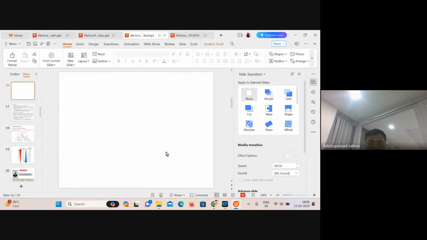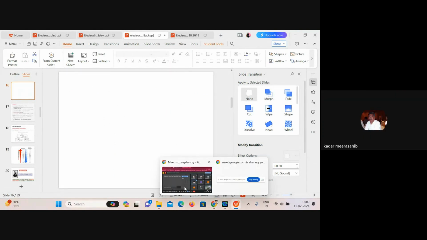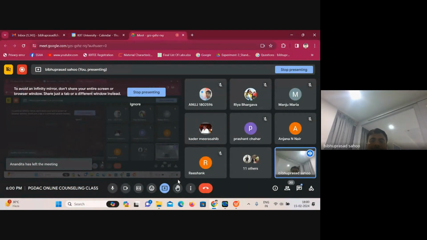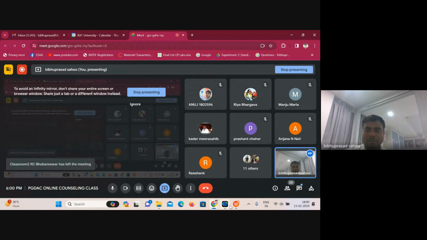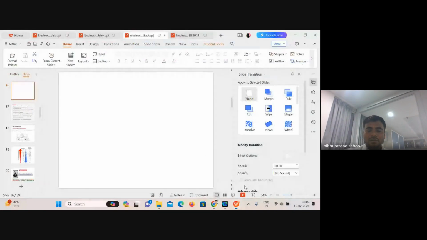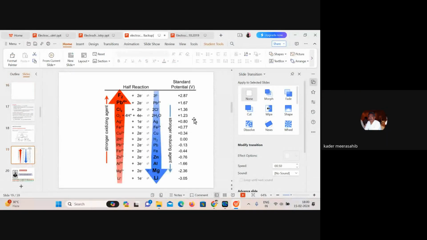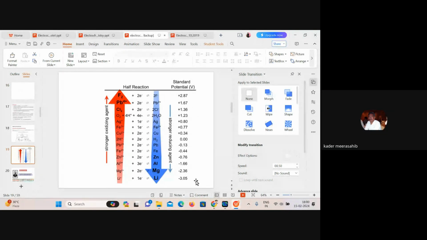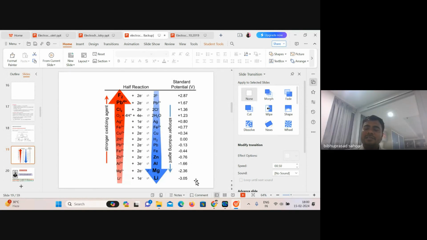Yes, sir. Is this an oxidation potential or a reduction potential? No, I am discussing reduction potential, whatever I have shown here. It is a reduction potential. It can be converted to oxidation. That means if somebody asks you the oxidation potential by looking at the value, you can also add a negative sign.